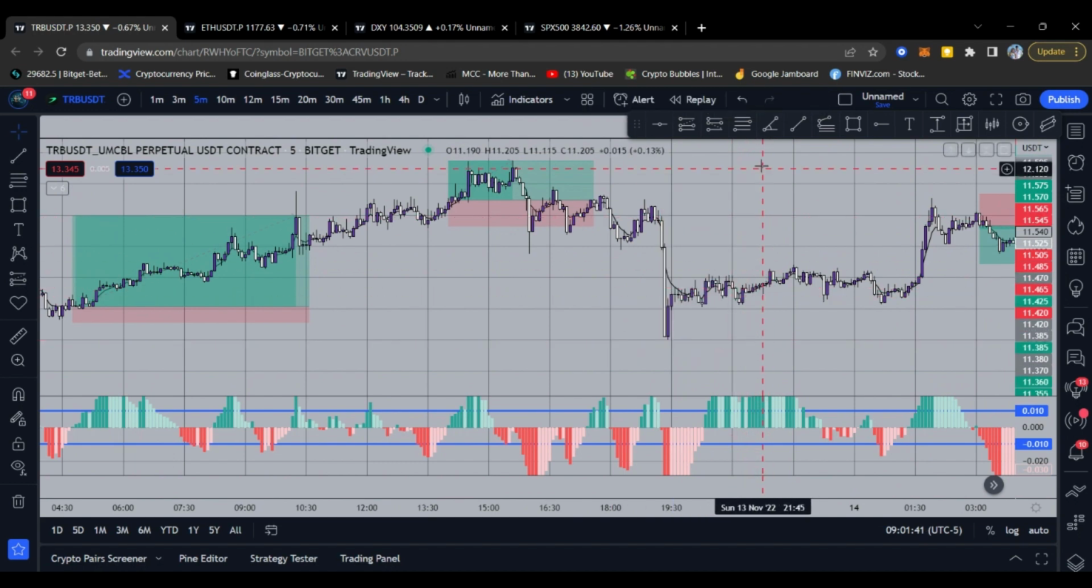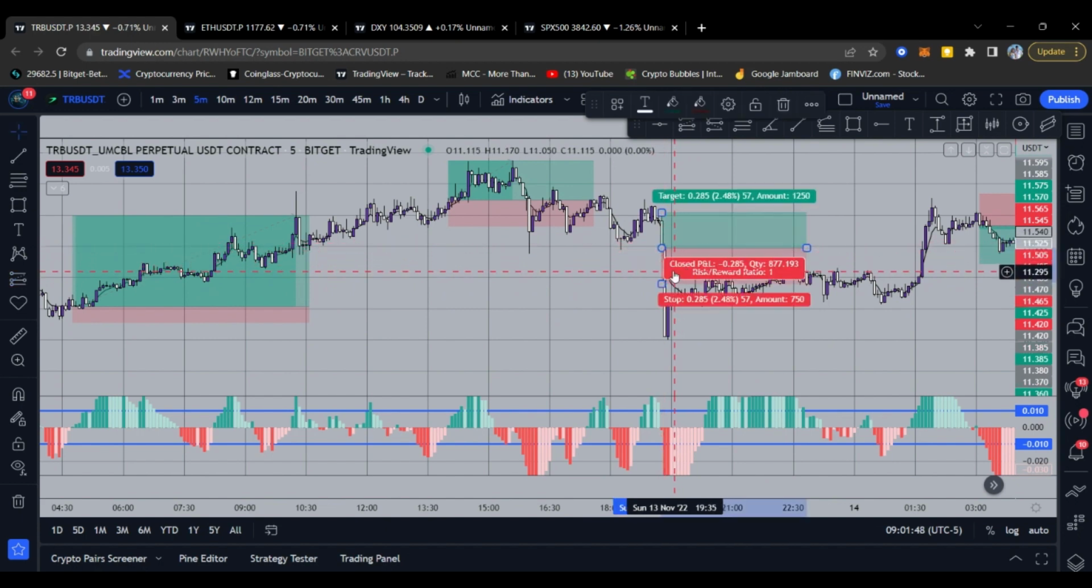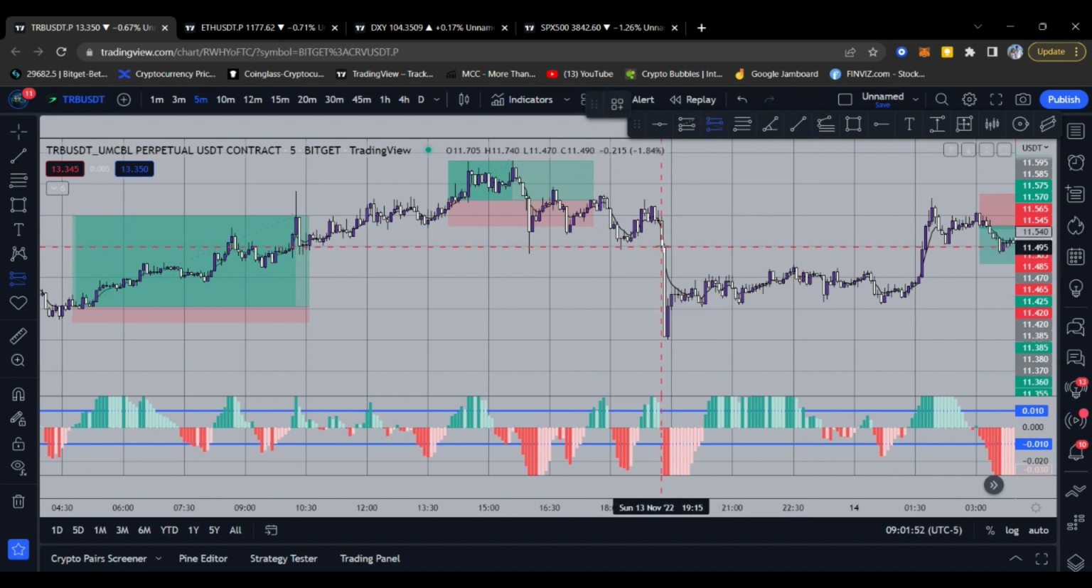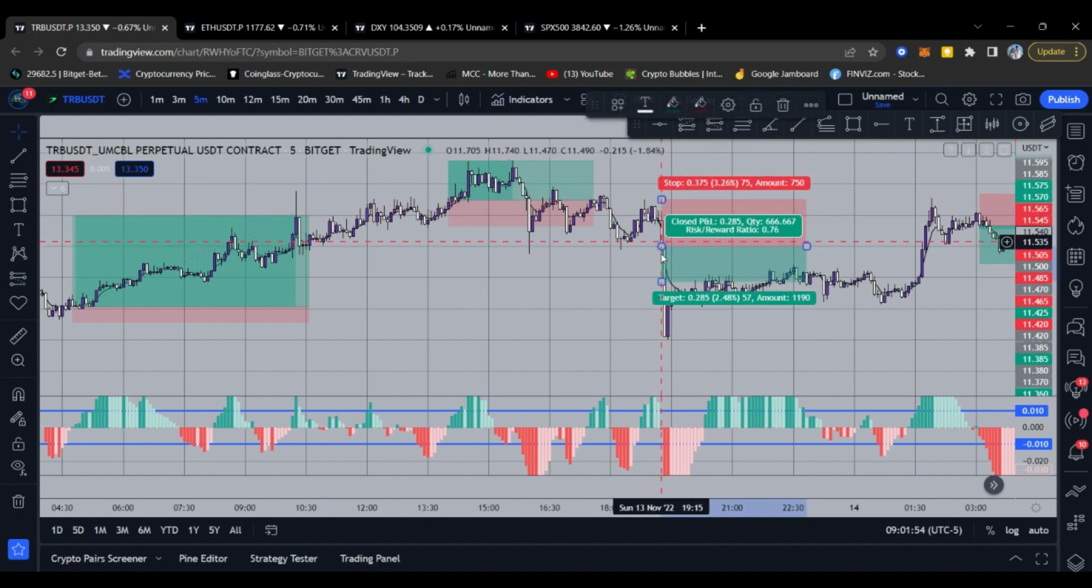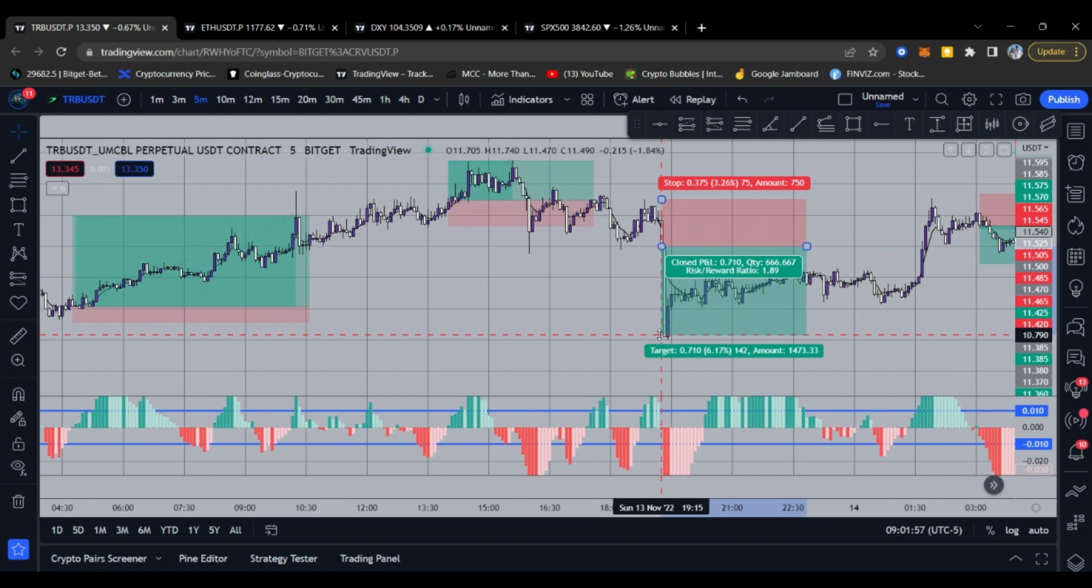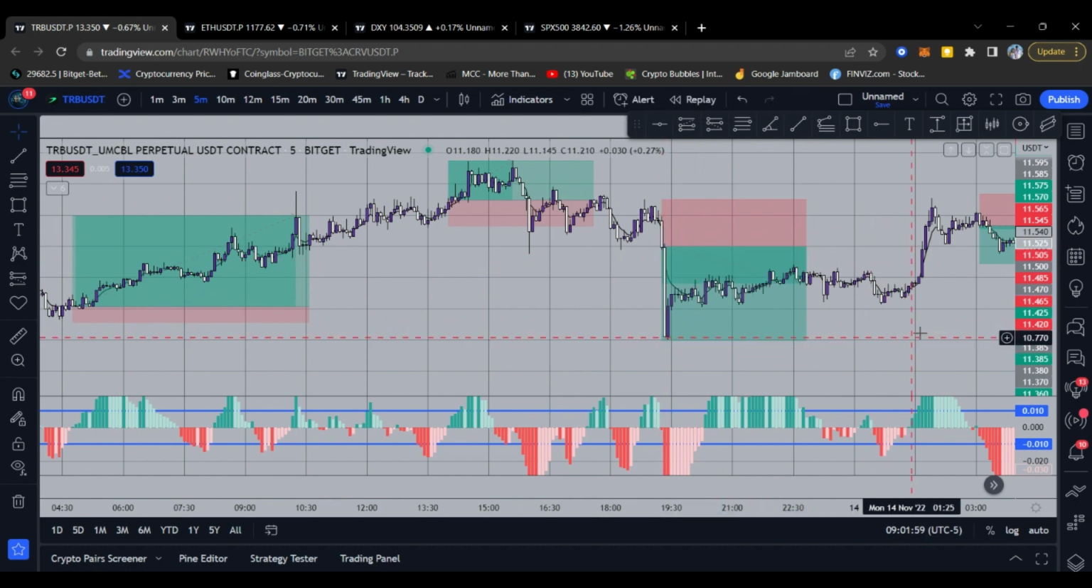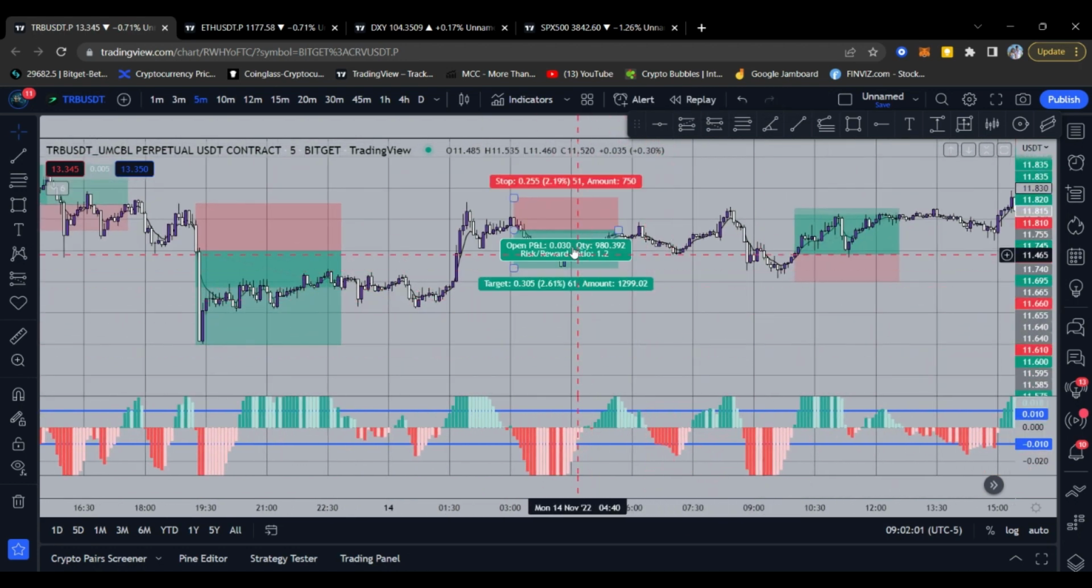Here's a short position. Had the histogram bars above the +10 line. First candle closes with the red tick, so you would have entered right here. That's the wrong position. There we go. You would have entered right here. And if you would have ridden it all the way down to the bottom of that candle, you would have had, again, a 2 risk to reward.